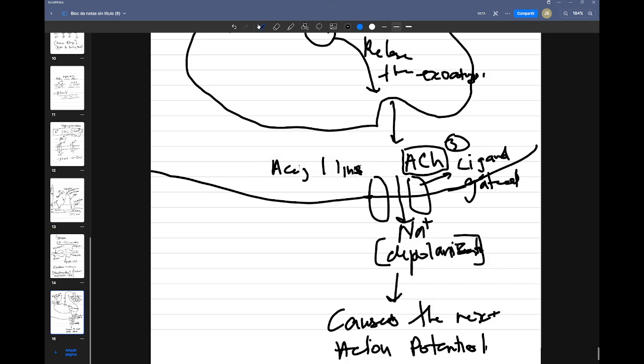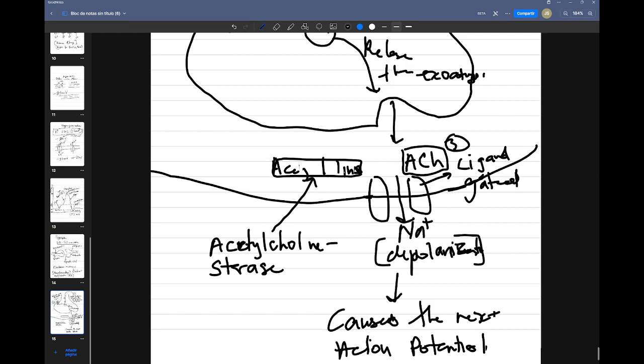Alright, so let me just fix that real quick. So we're gonna have acetylcholinesterase, and this would be in step 4. So let me just draw acetylcholinesterase here. Right, so that would be the enzyme that is active here. So that acetylcholinesterase is going to be the enzyme here.